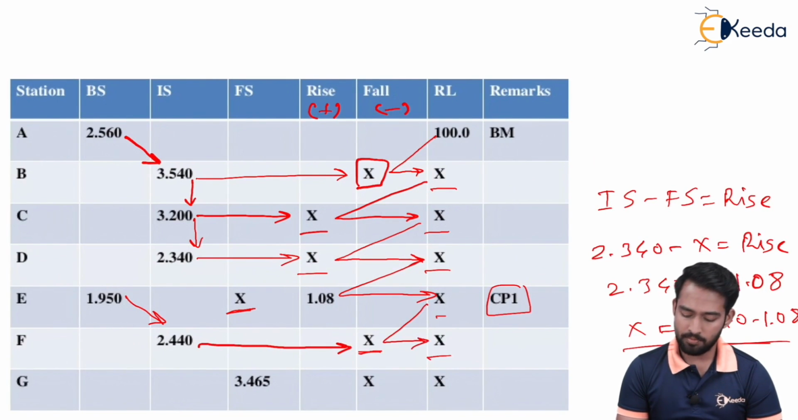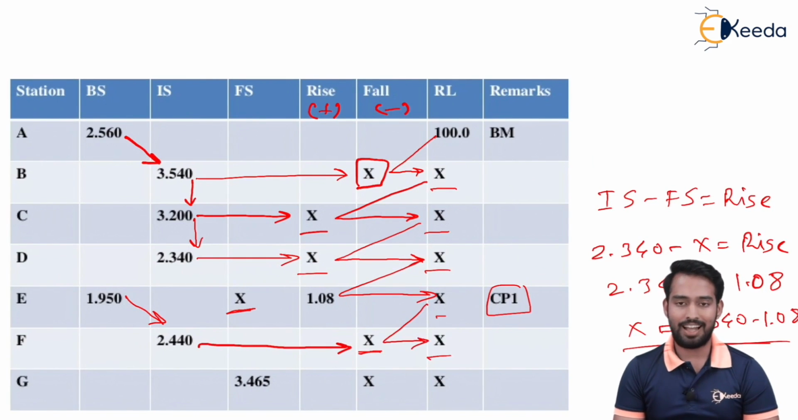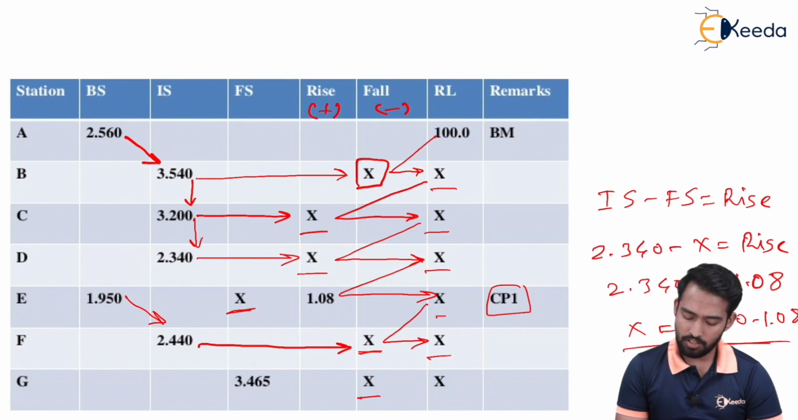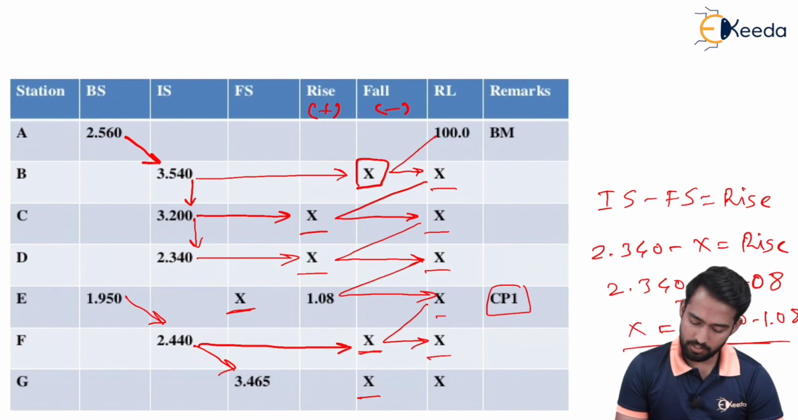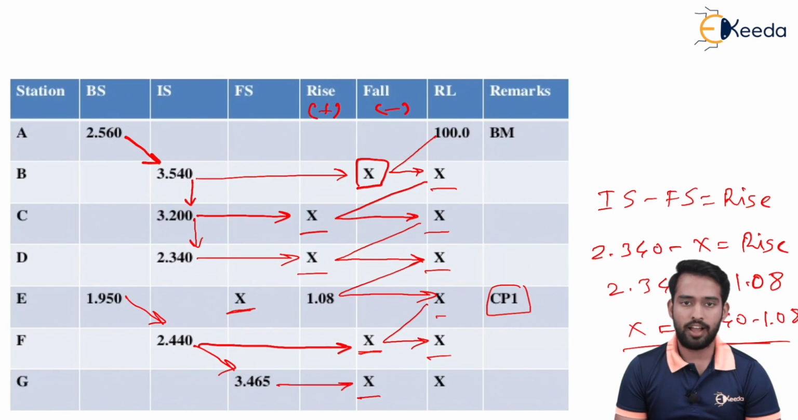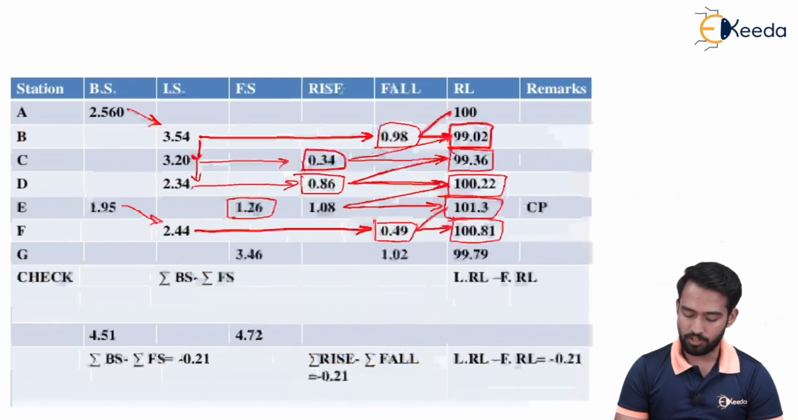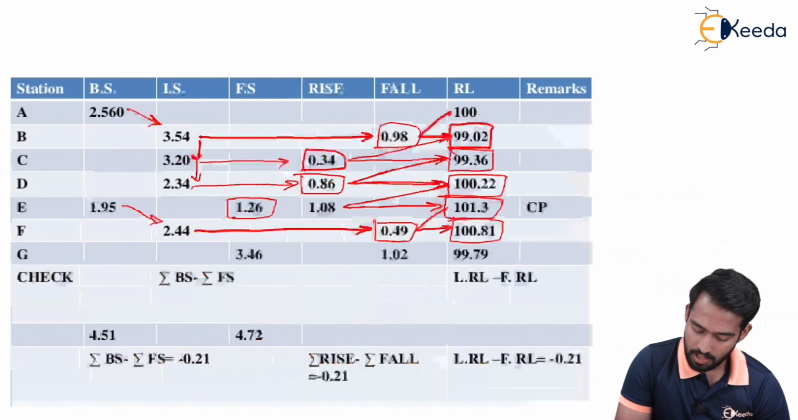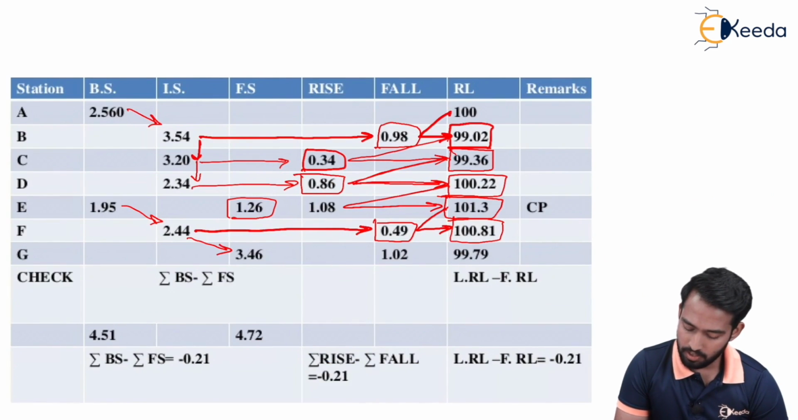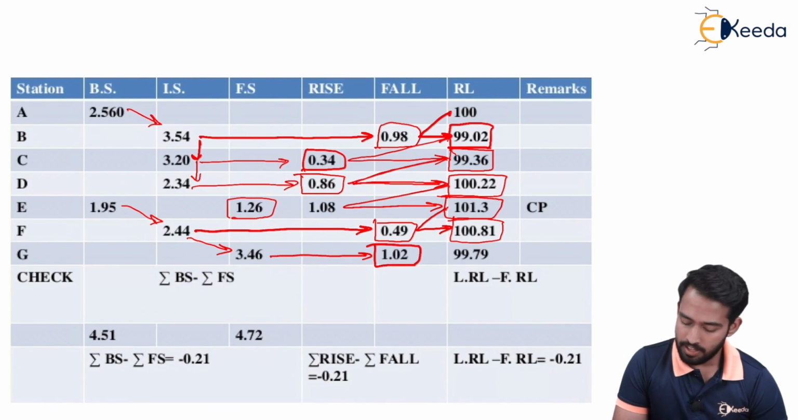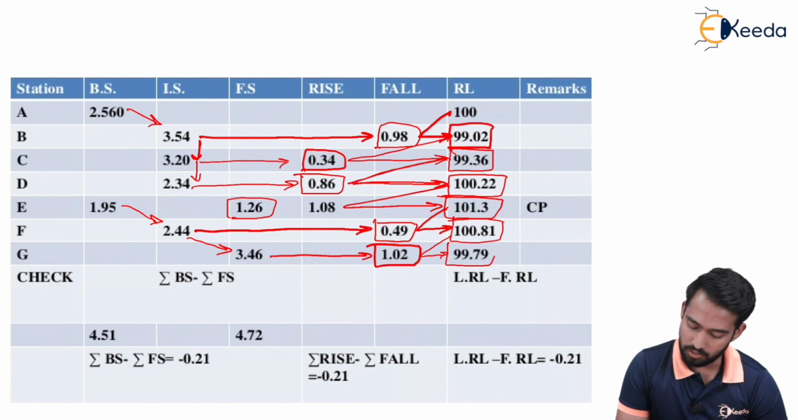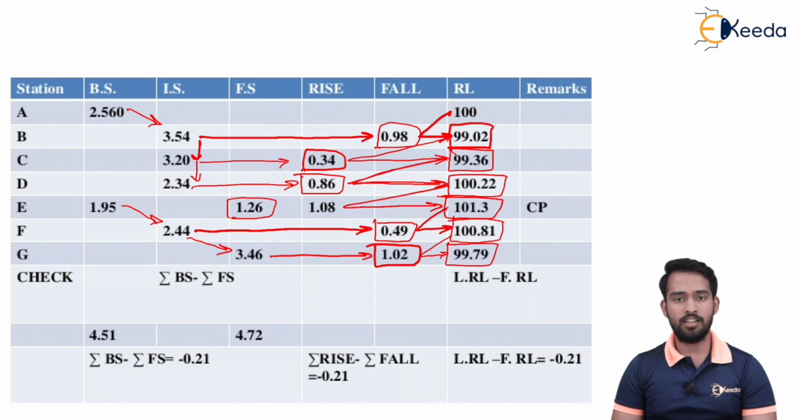Now the last step, we have to calculate the fall and last RL. To calculate fall, again IS minus FS will give us fall, and to calculate the last RL, previous RL minus fall will give us the last RL. And in the solution, as we can see, IS minus FS will give us fall, and the last RL will be equal to previous RL minus fall.